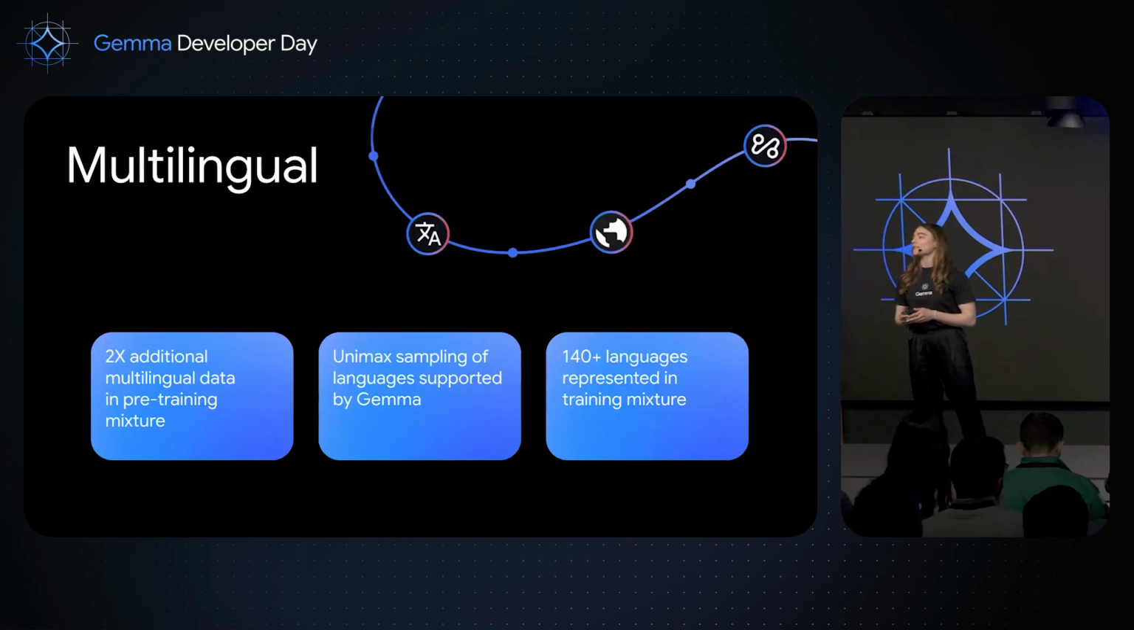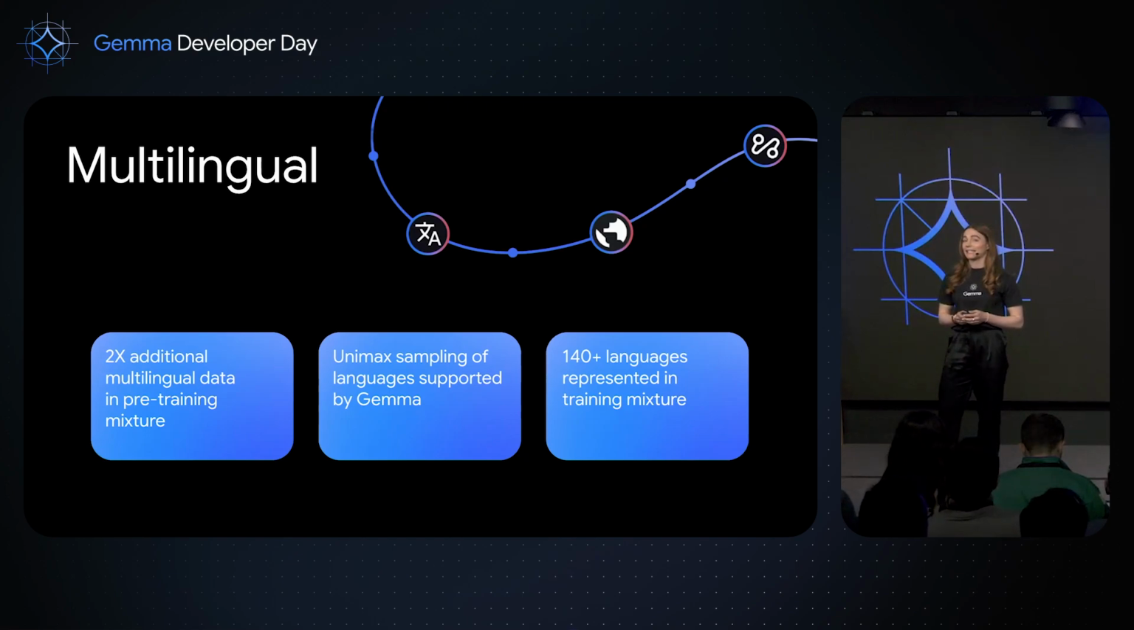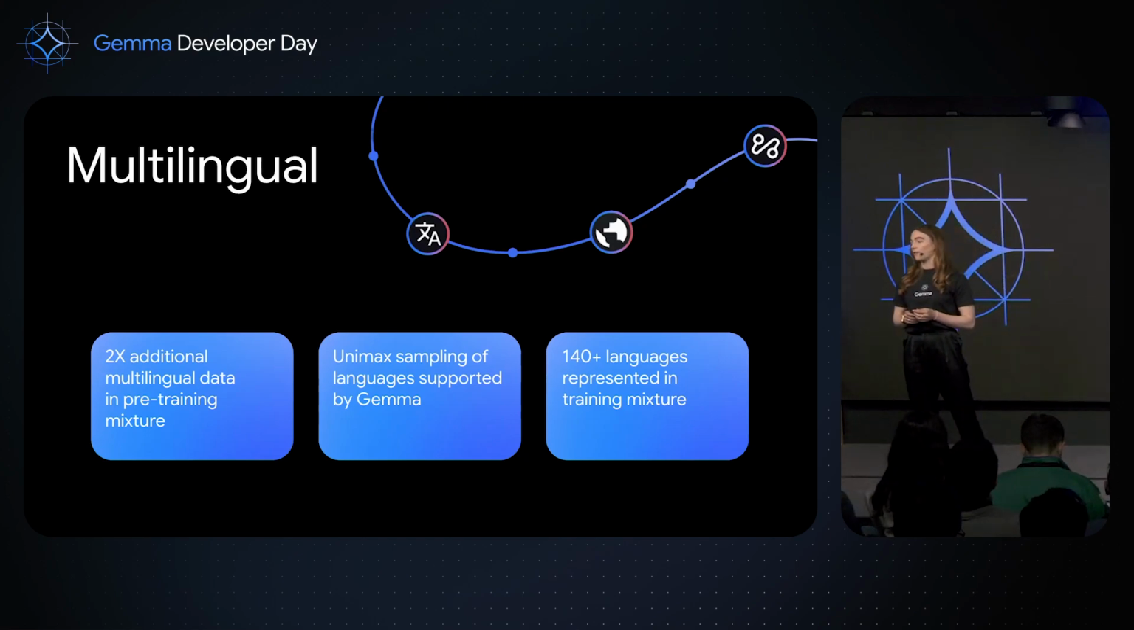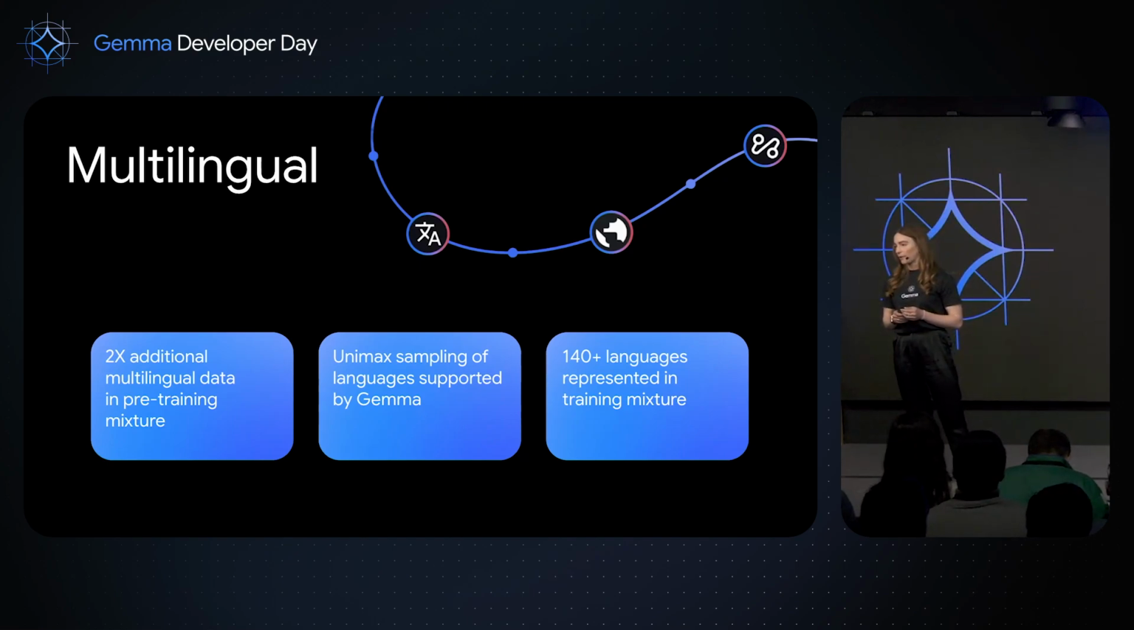It would be impossible to stand on this stage today in Paris announcing Gemma 3 without highlighting the significant advancements that we've made for multilinguality. Across pre- and post-training, we have over doubled the amount of multilingual data which we are training on. This has been made possible by using a Unimax sampling distribution in selecting the languages which we are training on. This has allowed Gemma 3 to represent over 140 different languages.